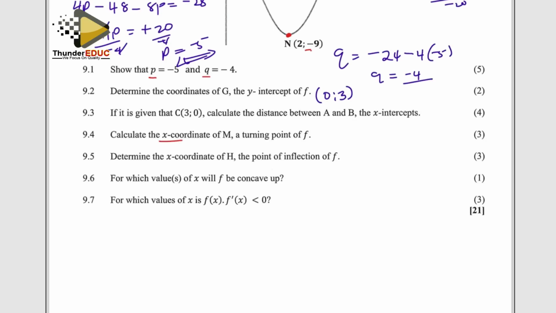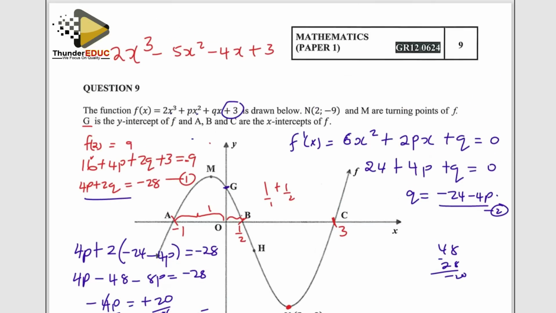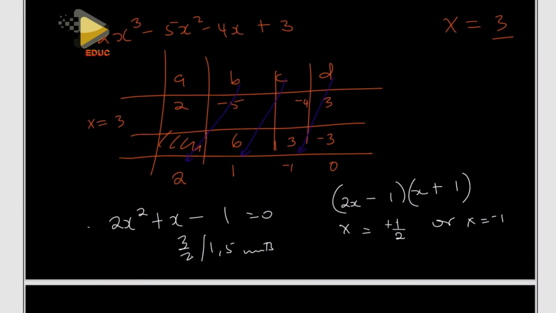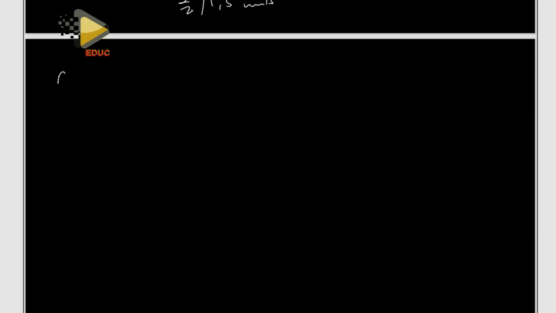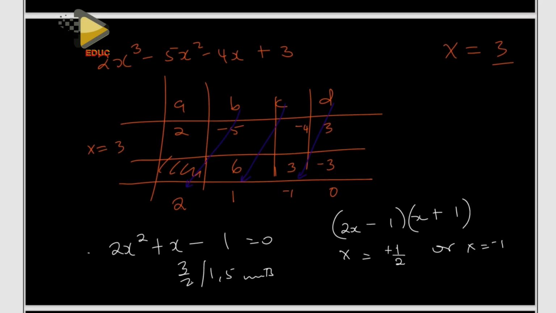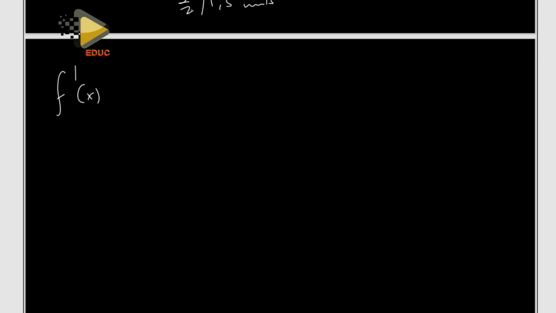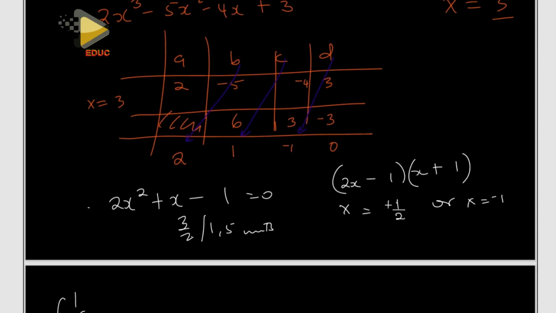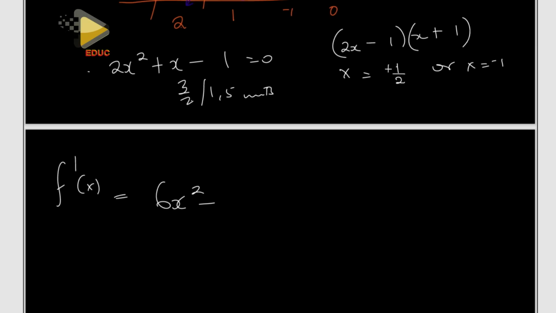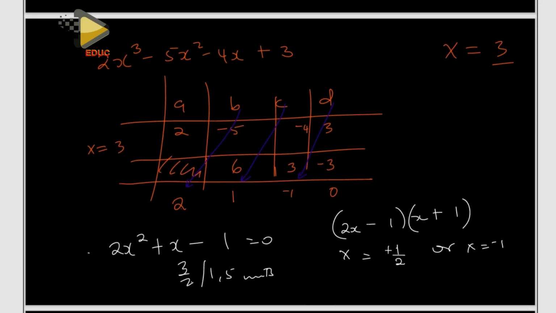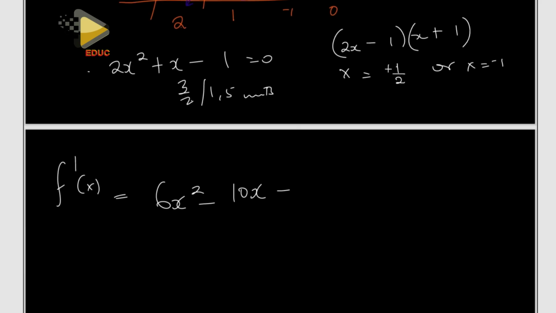And then they want us to get the x-coordinate of the turning point of M. So for the turning point, just get the first derivative. So f prime of x. Remember, it was 2x cubed, so that's going to give us 6x squared. Minus 2 by 5, that's going to be 10x. And then lastly, minus 4. This must be 0.